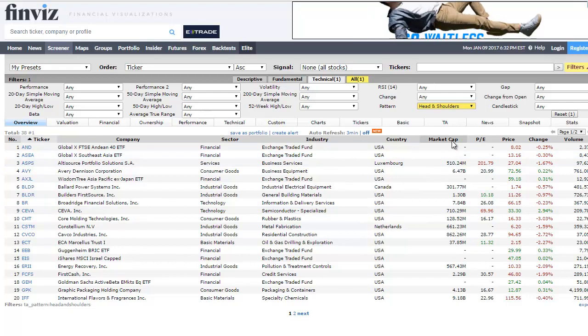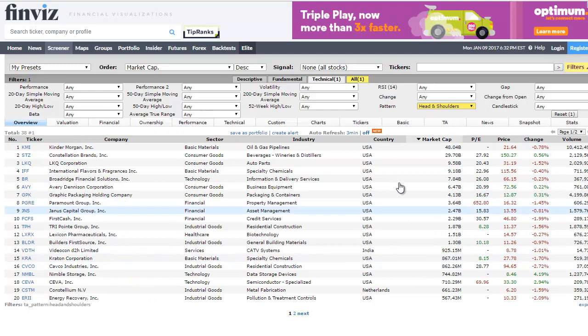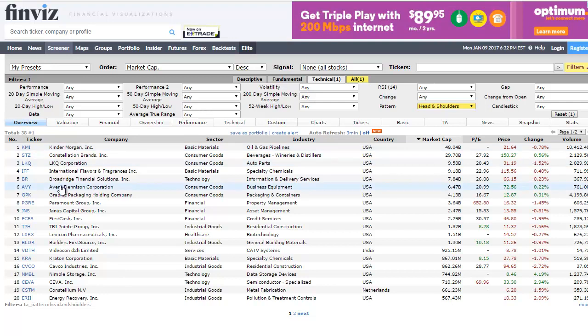I want to go to market cap next. I'm going to click on market cap, and I'm going to go from the highest market cap down. So I change that market. Now I have head and shoulders screened as the filter, and these are the stocks that are showing up as a head and shoulders filter.